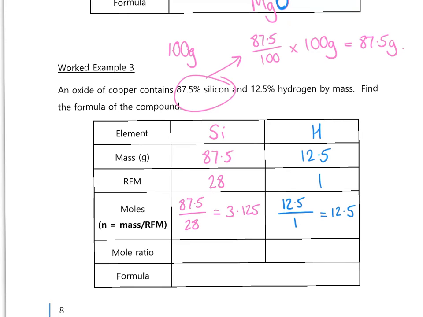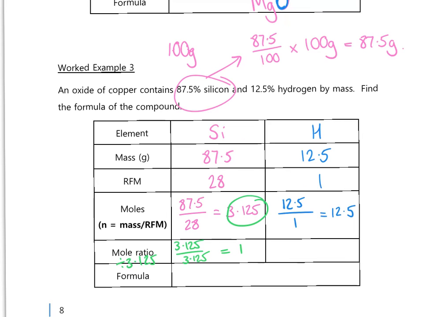Okay, so the next step is to work out your simplest mole ratio, and we do that by dividing through by the smallest number. In this case, it is 3.125. So I'm dividing both of those numbers by 3.125. For silicon, 3.125 divided by 3.125 is obviously going to give us 1.